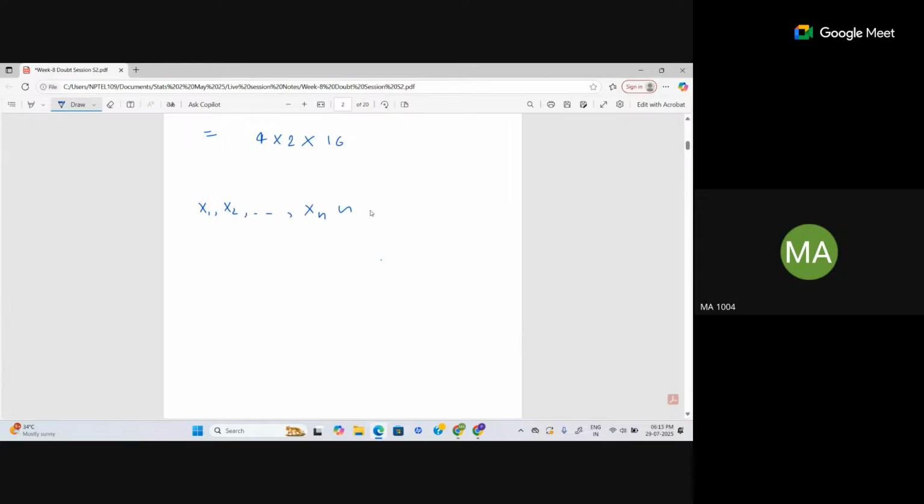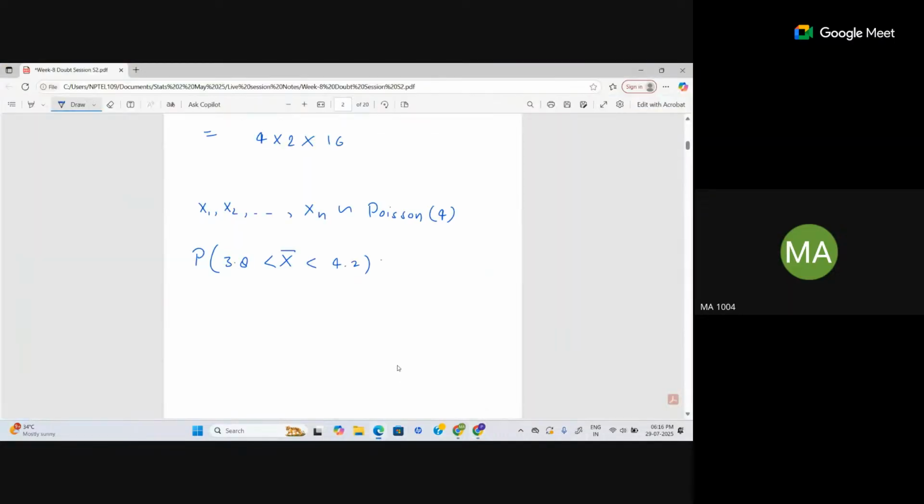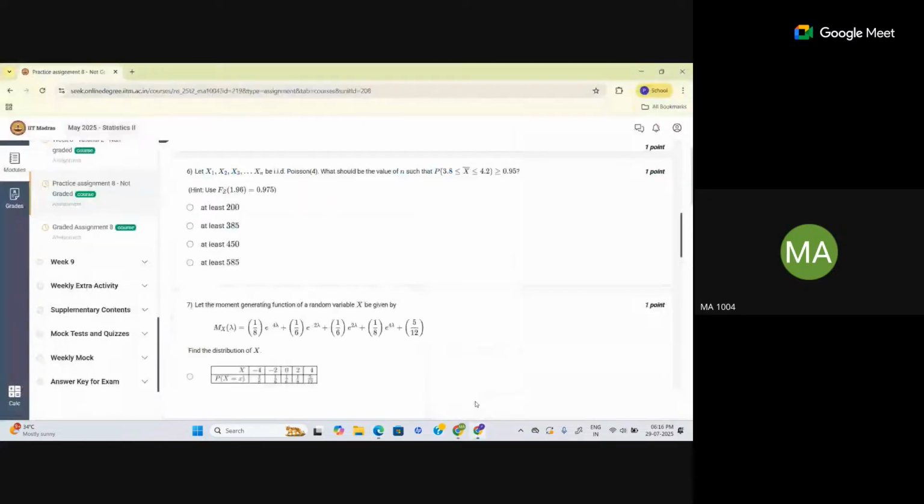So this is following this distribution, and we are given that x bar is falling between 3.8 to 4.2. Okay, this is given to us. Now if I consider that S is some variable which is the summation of x1, x2 up to xn, we are given n variables here.